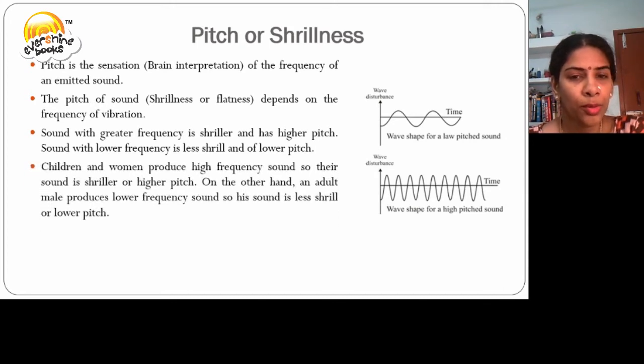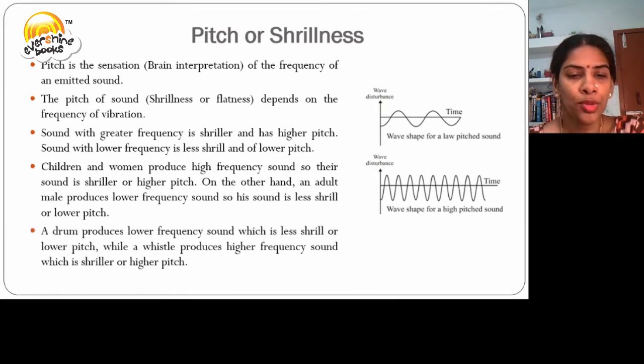Children and women produce high frequency sound, so their sound is shriller or higher pitch. On the other hand, an adult male produces lower frequency sound, so his sound is less shrill and has lower pitch. A drum produces lower frequency sound, which is less shrill or lower pitch. A whistle produces higher frequency sound, which is shriller or higher pitch.